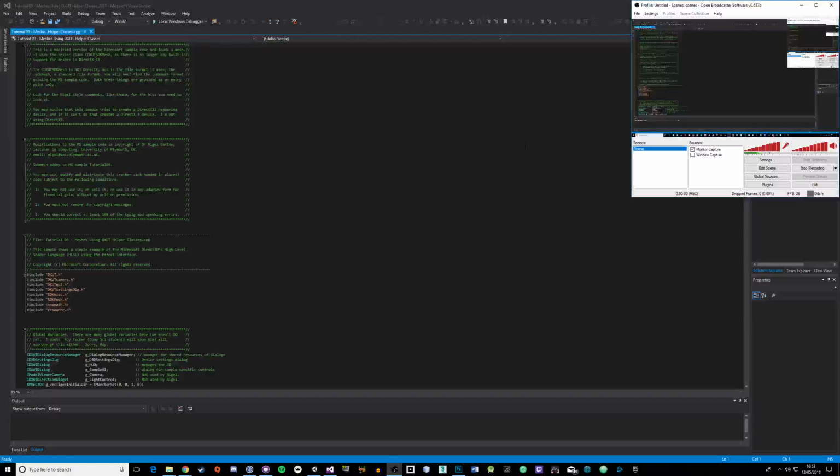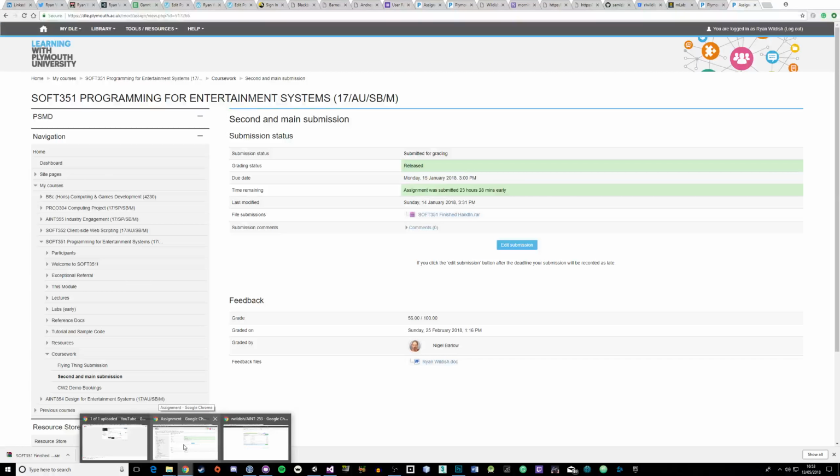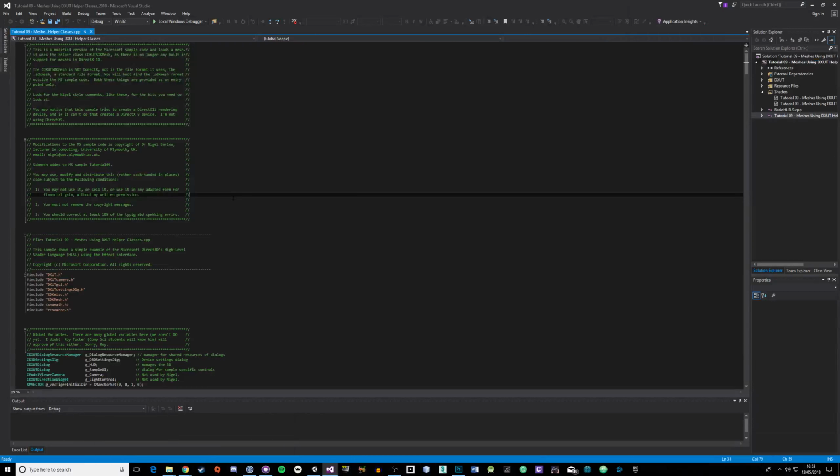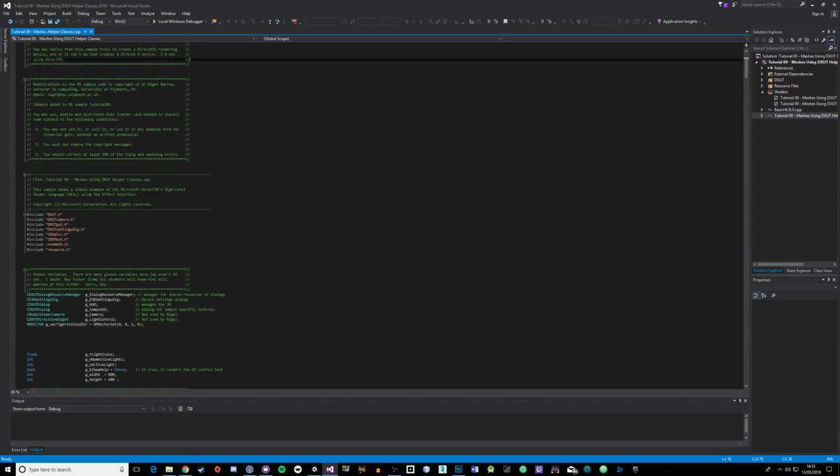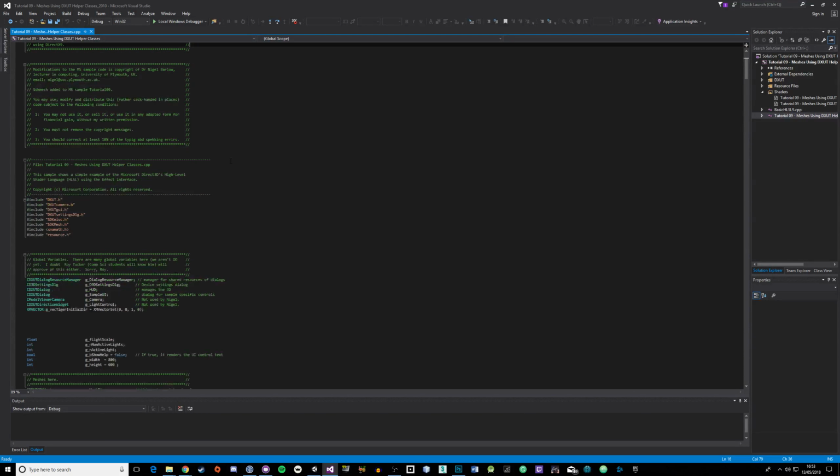Hi there, my name's Ryan, and today we're going to be taking a quick look at one of the modules I've done in my final year at university. So this was programming for, I forgot the actual name of it, which is great. Programming for entertainment systems, there we go. So this was looking into DX11 and C, and there were some high shaded languages there as well.